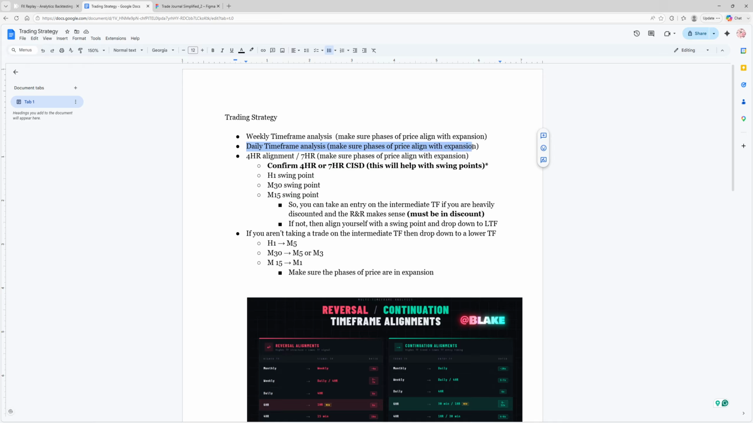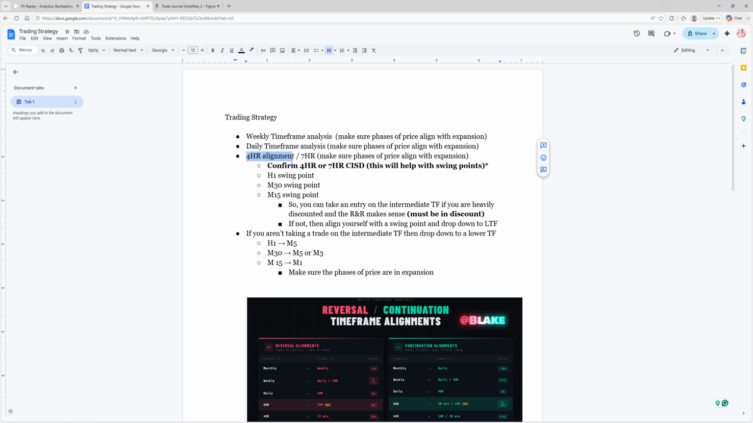Now, we're going to be doing the same thing. You're basically just repeating what you're doing on the weekly and doing it on the daily. But the only thing you're doing as you're going down in the time frames is making sure that if the weekly is expanding, the daily is expanding. If the daily is expanding, the 4 hour is expanding. You know what I mean? They're all going in the same direction.